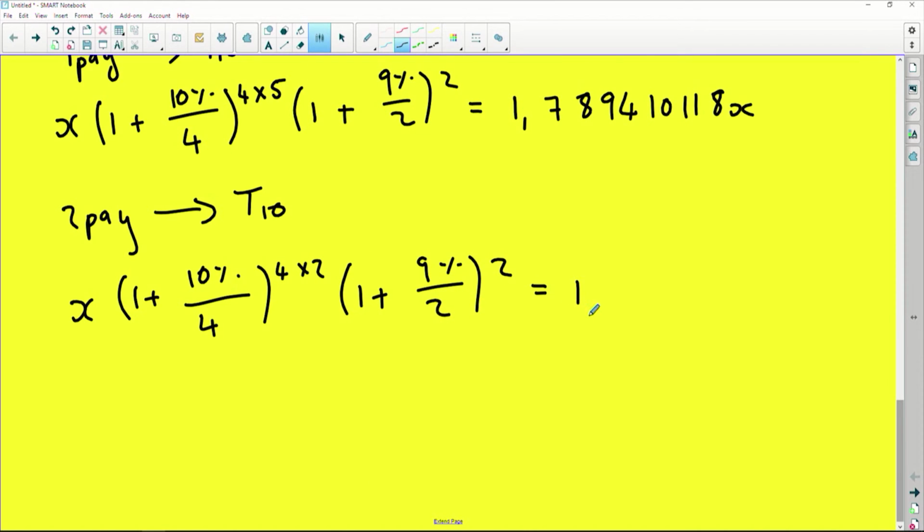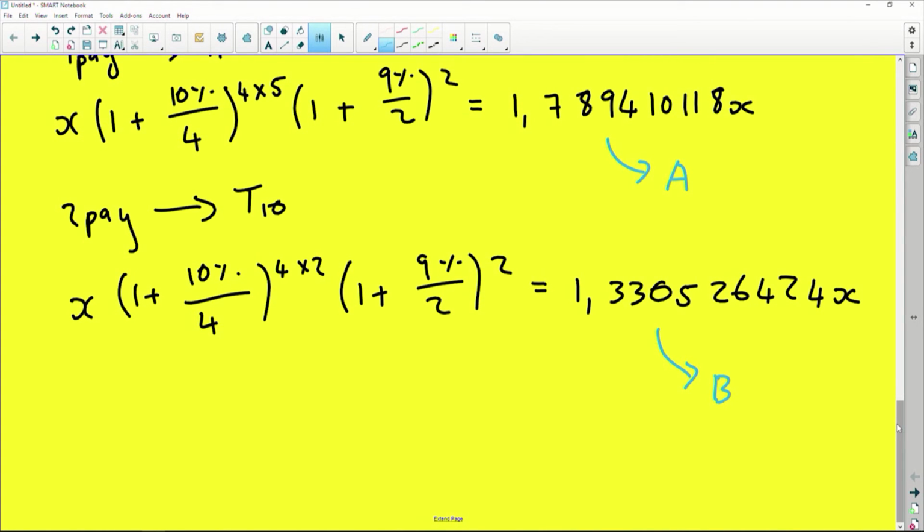And that value is 1,330,526,426, or 424, and that's going to be x. Okay, so I'm just going to make a quick note of what I did over here. I stored this value as A, and I stored this value as B. Okay, so that's all our stuff laid out for us over here.